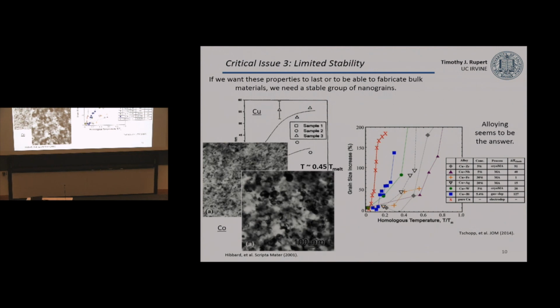This red curve is for pure copper. So it's showing that I don't have a very stable material. I only go to 20% and my nanostructure goes away. Okay? As these curves get pushed out to the right, I'm getting better and better. And to get that, I'm adding in second elements that segregate to the interfaces. Okay? And we'll come back to that a little bit later.